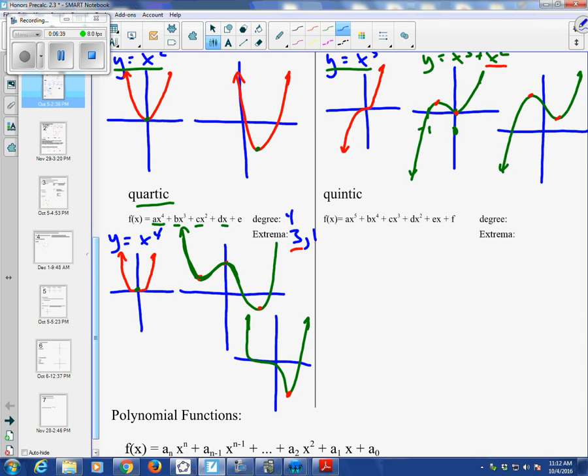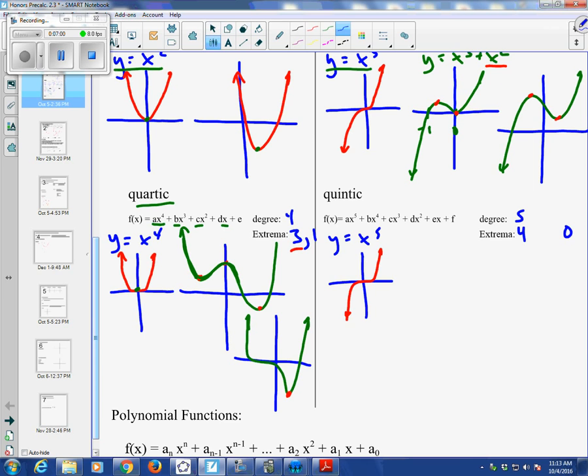If we're looking at a quintic, we would say that it has a degree of 5, and so we've got at most 4 possible extrema. The most basic case, we've got y equals x to the 5th, and that's going to give us a graph that looks like a flattened out cubic. Now in this case, we would say that at most 4 means 4 or possibly 0.